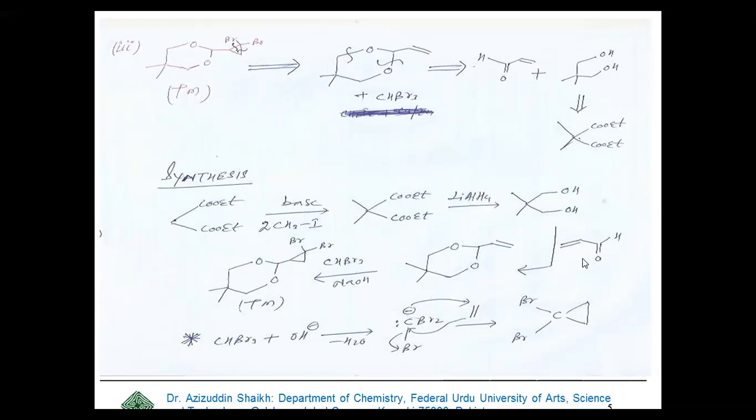The next is this alpha beta unsaturated carbonyl compound reacts with this diol in acetal formation. In this acetal formation, the double bond is here. The double bond reacts with tribromomethane in presence of sodium hydroxide. The substituted cyclopropane ring is obtained. This is your target molecule.